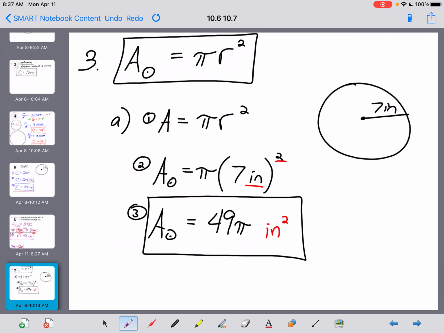And then one more I got for you here. We started talking at the very end of the day on Friday about the area formula here. Area of a circle is equal to pi times its radius squared. We just had time to do one quick example, and this would be a typical straightforward example where I gave you the radius of the circle and asked you to figure out the area. And we came up with 3 steps as always: 49 pi square inches for the area of that circle.